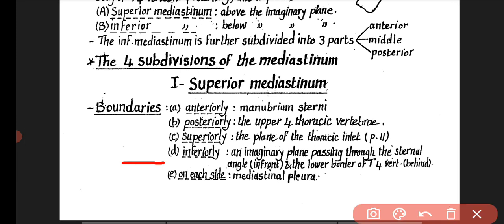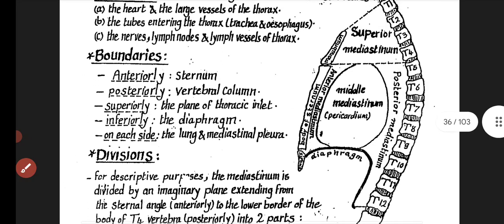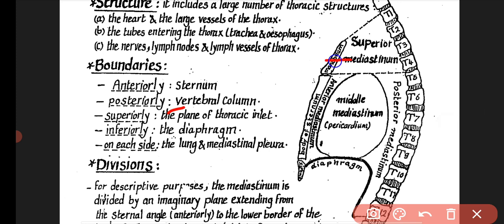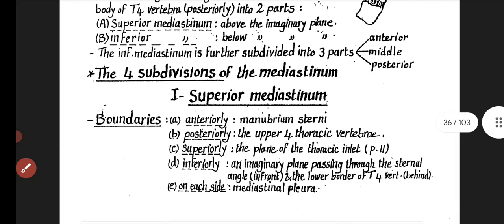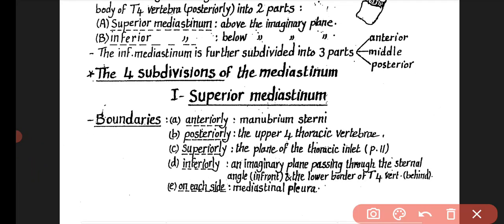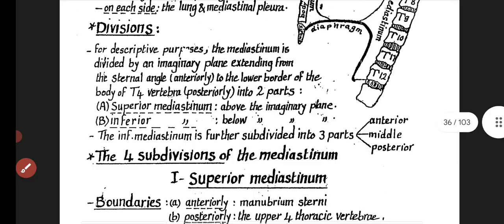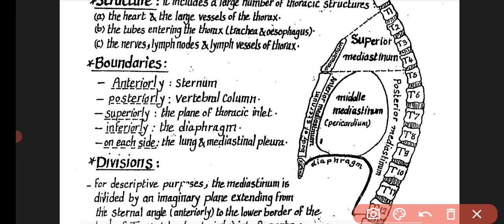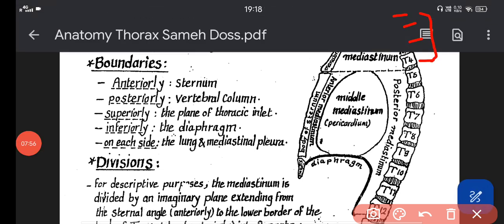Here comes first the superior mediastinum. The boundaries of the superior mediastinum: anteriorly is the manubrium sterni. You can see it here, this one is the manubrium sterni. Posteriorly are the upper four thoracic vertebrae, T1, T2, T3, T4. The fourth thoracic vertebra comes posteriorly.